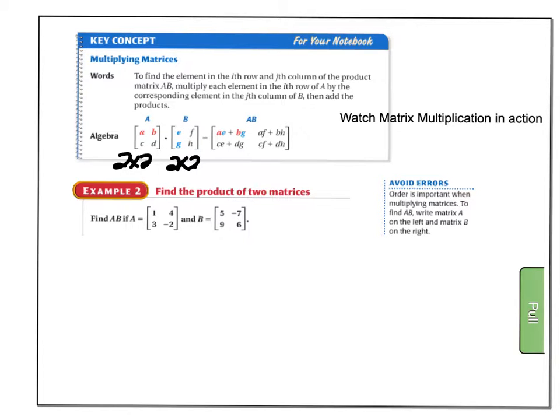So you know off the bat that your inner numbers are the same, so in fact you can multiply it. And your outer numbers tell you the dimensions of your answer matrix, so your answer matrix will also be a 2 by 2.